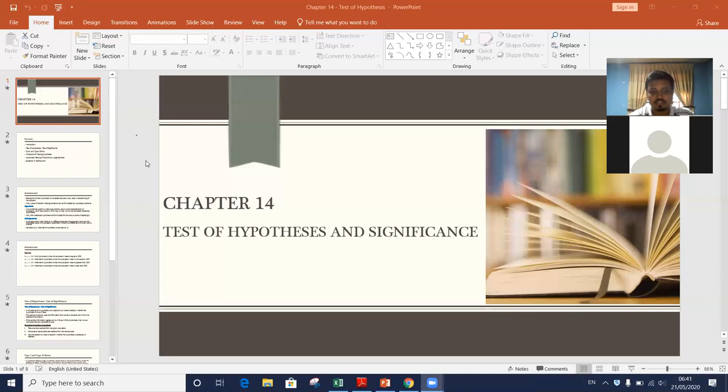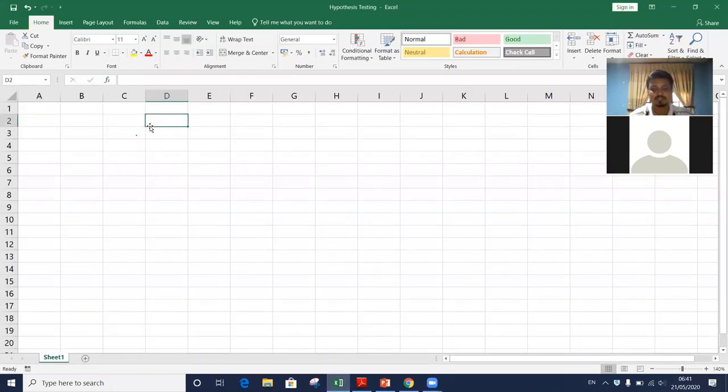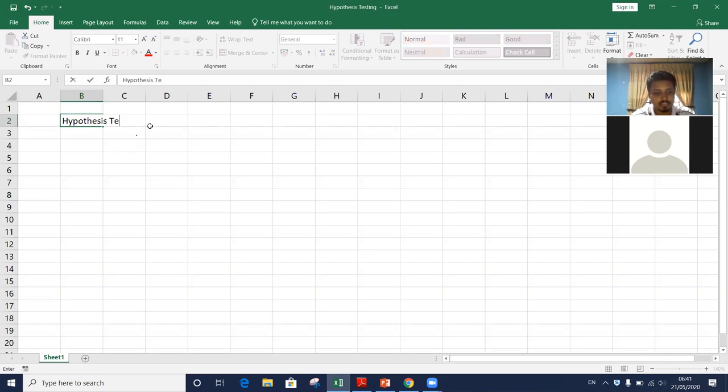Right. So we are towards the end of our syllabus, right? This is the 14th chapter, Test of Hypothesis and Significance. For PM students also, this is the last chapter under the statistics part, right? DA students, altogether there are 15 chapters. This is the 14th one, right? Test of Hypothesis and Significance, or we call it hypothesis testing.